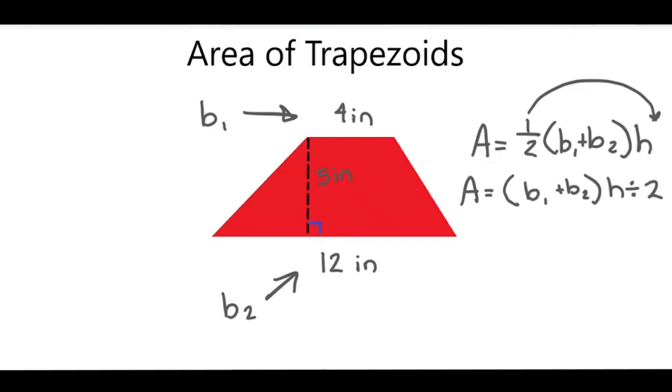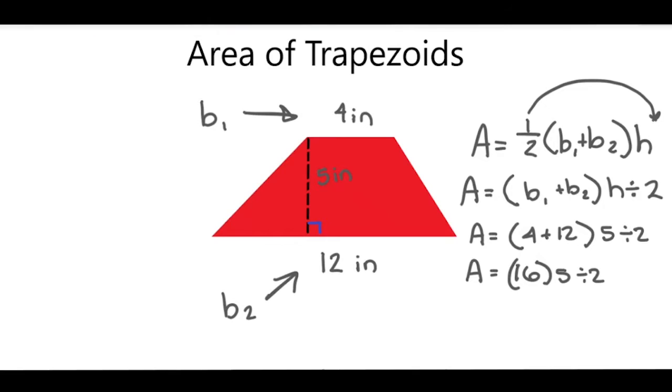So now let's plug in our values and see what we get. So we have area is equal to base 1, which is 4, plus base 2, which is 12, times the height, which is 5, divided by 2. Well, if we go by the order of operations, we'll do what's inside parentheses first. That's 4 plus 12, that's 16, times 5, divided by 2. So we'll multiply the 16 times the 5, and that's 80, divided by 2, and that is 40.